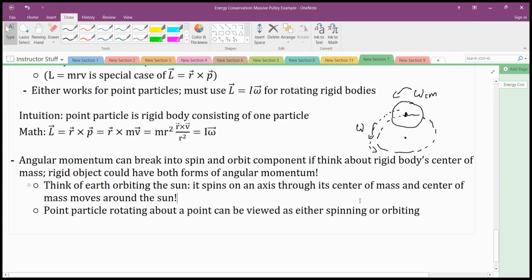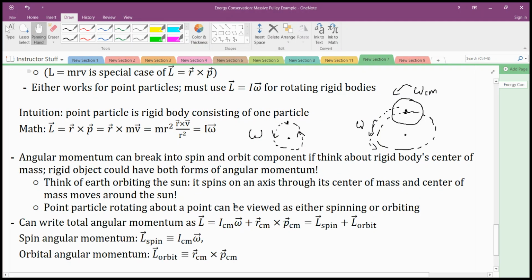Consistent with the fact that you can use either r cross p or I omega to calculate angular momentum for a point particle, a point particle can be viewed as either spinning or orbiting. This is because a point particle has no structure to it. It can't spin. All it can do is move about another point, and that motion about another point can either be interpreted as the point particle spinning about that point or orbiting. And so you see here, for example, here's a point particle and it is moving about this point in the center. Is the point particle orbiting that point, or is the point particle spinning around that point? Really just depends how you look at it. It could be viewed both ways.